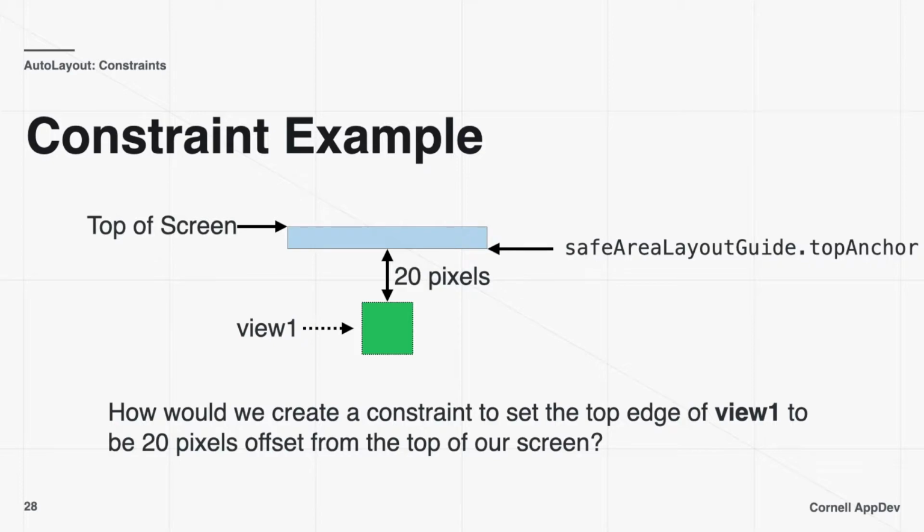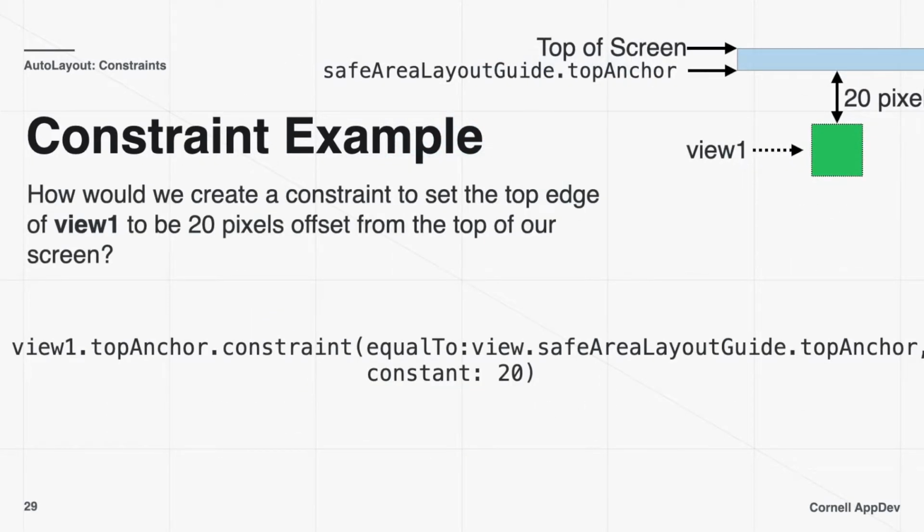And let's look at another example. Let's say you want to put view 1's top 20 pixels below the top of the screen. How you do that is view1.topAnchor.constraint(equalTo: view.safeAreaLayoutGuide.topAnchor, constant: 20). That just places view 1 20 pixels below the top anchor of the safe area layout guide.